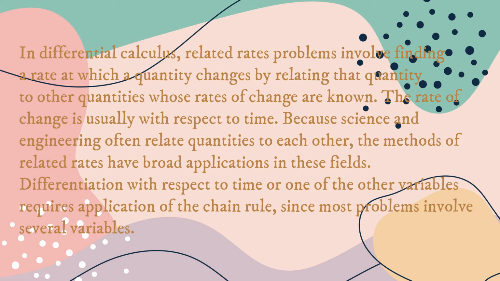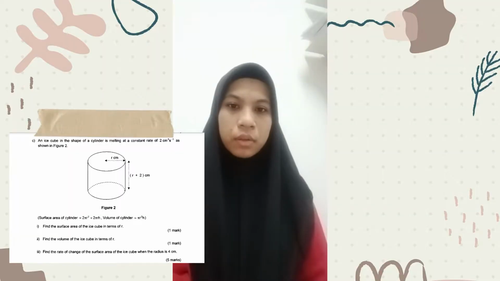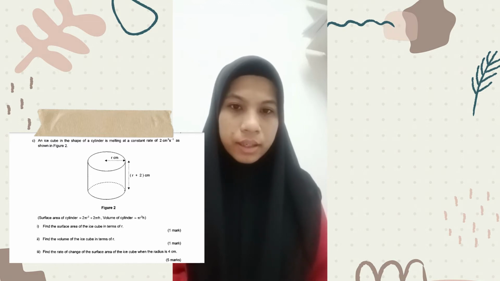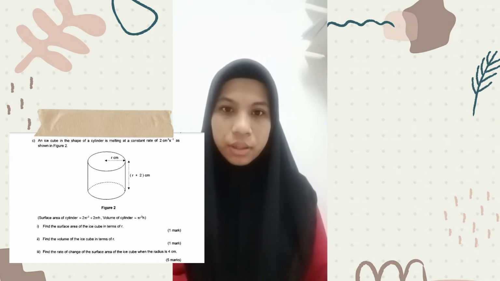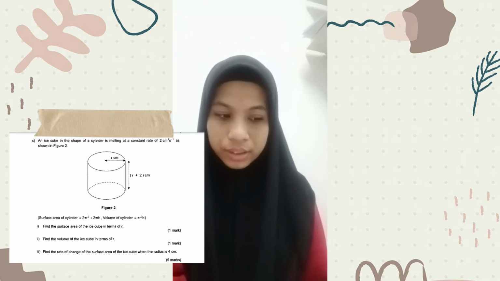Differentiation with respect to time or one of the other variables requires the application of the chain rule since most problems involve several variables. For our problem, an ice cube in the shape of a cylinder is melting at a constant rate of 2 cm cubed per second, as shown in the figure below. There are 3 questions. First question is, find the surface area of the ice cube in terms of r. For the second question, find the volume of the ice cube in terms of r. And for the third question, find the rate of change of the surface area of the ice cube when the radius is 4 cm.